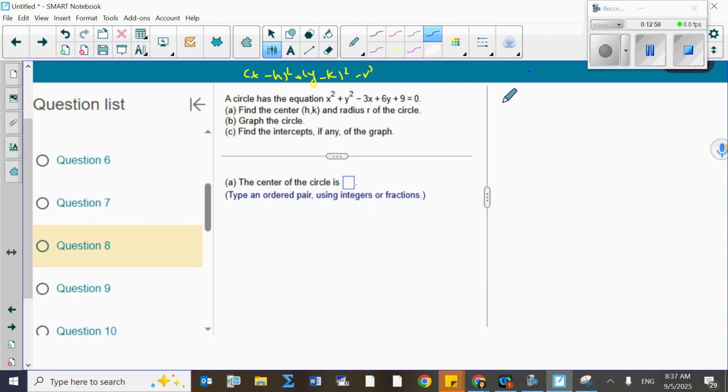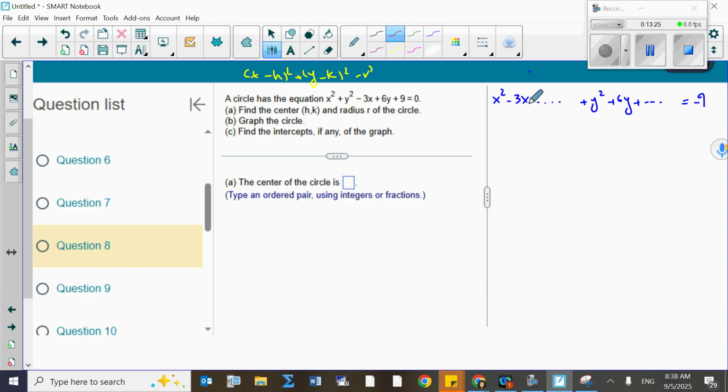So these are the steps that we need to do. You're going to write x squared and write negative 3x next to that. I'm going to leave a space here, and then y squared. So write the y's together and the x's together, plus, and this 9, I'm going to move it to the other side. This is the first step.